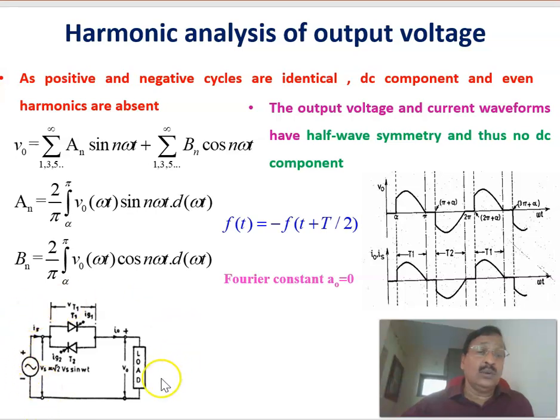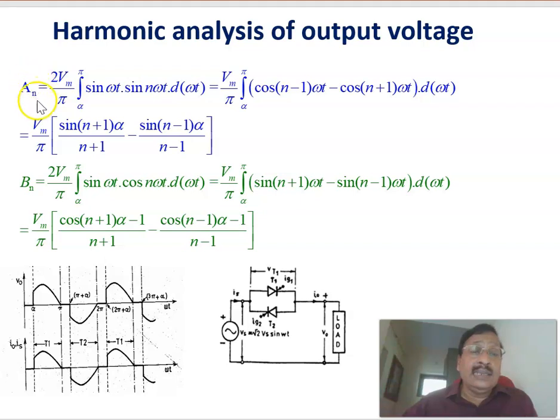So, this is the circuit topology as we have already discussed. The equation for An we have already seen in the previous slide. If you substitute in that, An = 2Vm/π ∫ from α to 2π of sin ωt sin nωt d(ωt), you can see that it is equal to Vm/π [sin(n+1)α/(n+1) − sin(n−1)α/(n−1)].